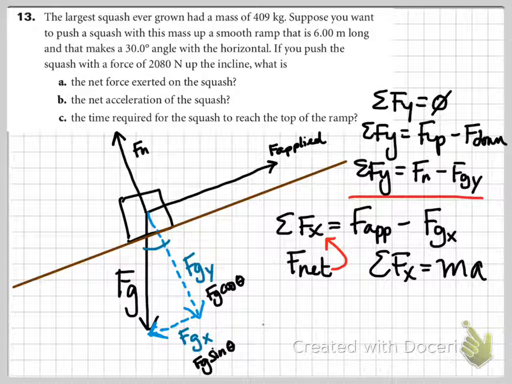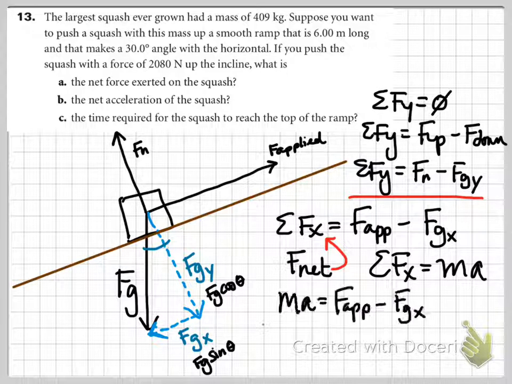Now, lest you think I've forgotten it, sum of forces on the x is also equal to the mass times the acceleration. So we can take that, set mass times acceleration equal to F applied minus Fgx, and then it's a pretty easy solve for the net acceleration by dividing both sides by mass. Fantastic. Now, when you get to part C, well, that's just a kinematics problem. Straight line motion, where you know acceleration, you know initial velocity, and you know distance. I think you can find the time. Have fun!